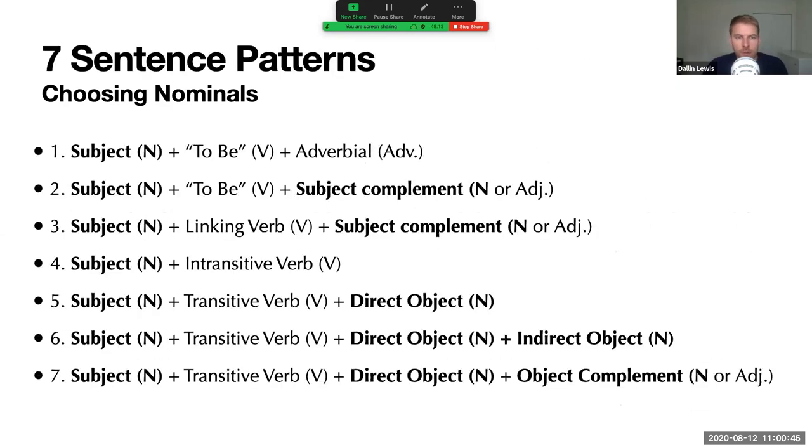As we can see here, nominals make up the majority of the necessary parts of a sentence, not just the subjects, but the objects, indirect objects, and complements as well. So you'll want to be very familiar with how nominals work since they are literally all over the place.